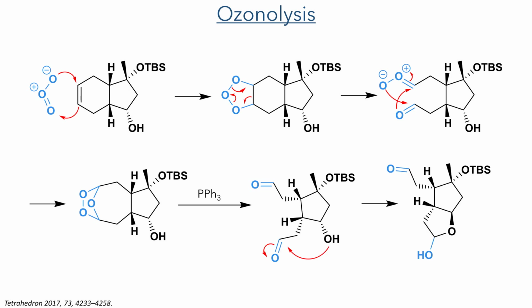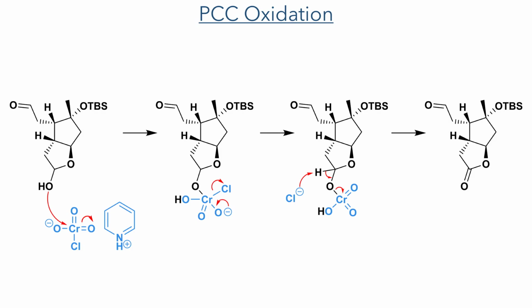This dialdehyde is not isolated, and instead, the spontaneous addition of the hydroxyl group to the aldehyde occurs to form a cyclic hemiacetal. This was taken forward without purification and was oxidized with PCC. The hydroxyl group first attacks the chromium, and this eliminates chloride, which then comes back and acts as a base to deprotonate the carbon bonded to the oxygen. This eliminates the chromium species to form the desired carbon-oxygen double bond and complete the formation of the lactone.